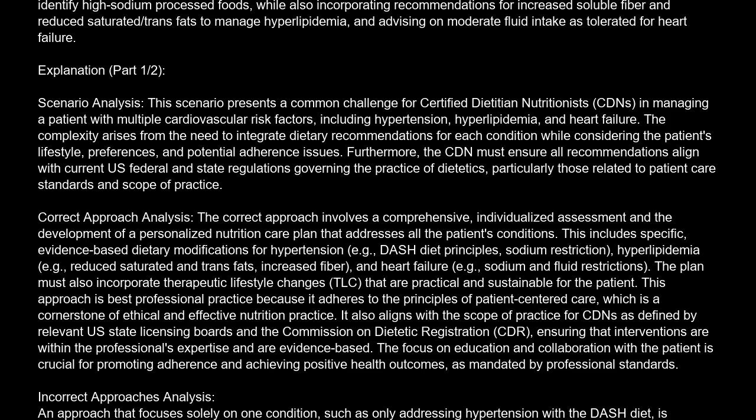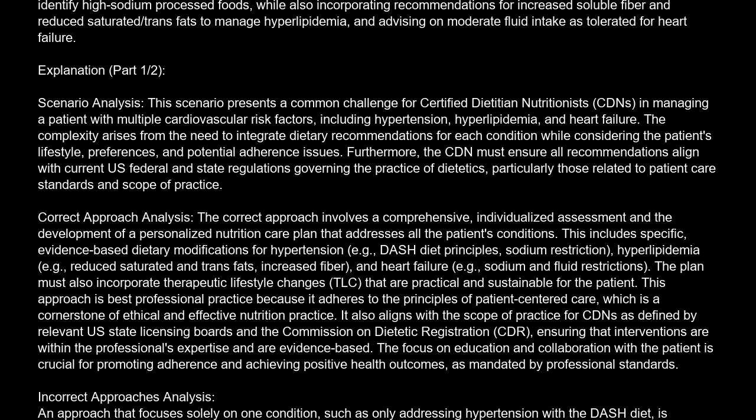Explanation. Scenario analysis. This scenario presents a common challenge for certified dietitian nutritionists, CDN, in managing a patient with multiple cardiovascular risk factors, including hypertension, hyperlipidemia, and heart failure. The complexity arises from the need to integrate dietary recommendations for each condition, while considering the patient's lifestyle, preferences, and potential adherence issues. Furthermore, the CDN must ensure all recommendations align with current U.S. federal and state regulations governing the practice of dietetics, particularly those related to patient care standards and scope of practice.